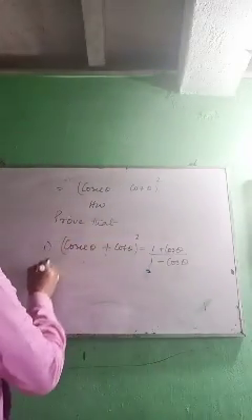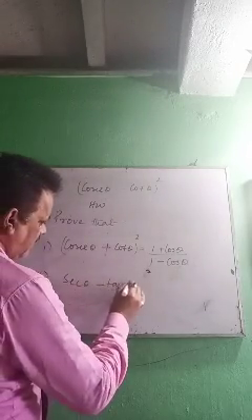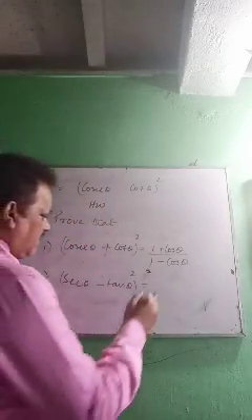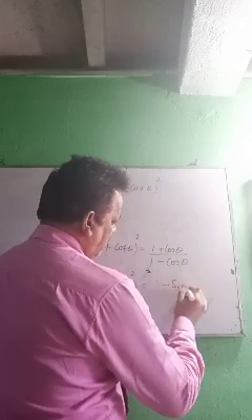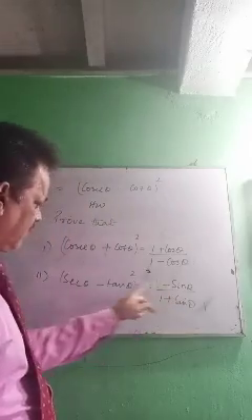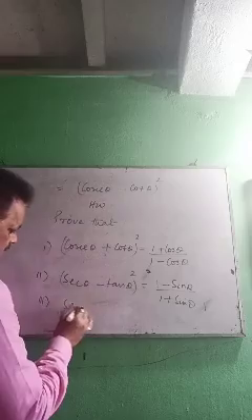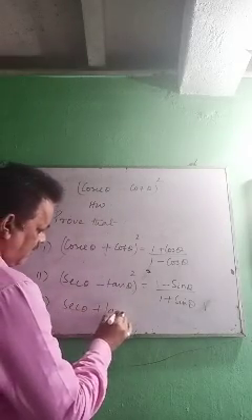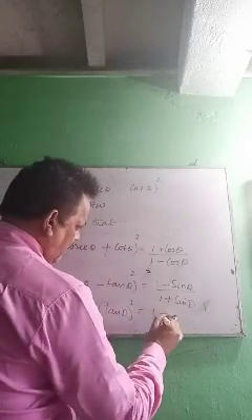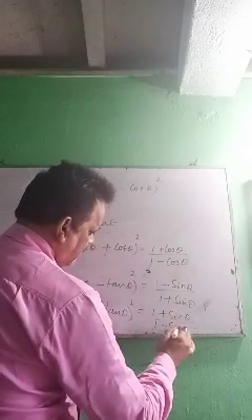Okay, second, sec theta minus tan theta whole square. How much will you get? This is 1 minus sin theta by 1 plus sin theta. Same, multiply its conjugate, you will get the answer. Then sec theta plus tan theta whole square equals 1 plus sin theta by 1 minus sin theta.